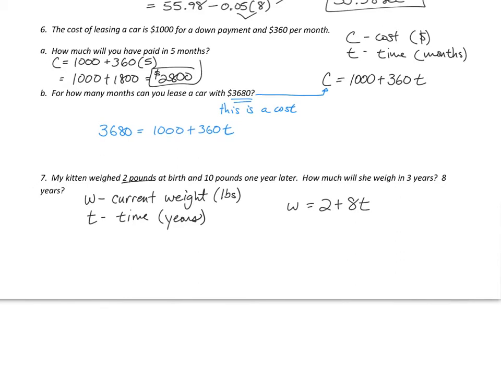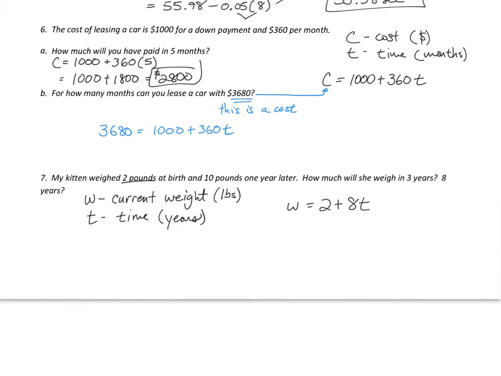Next, we have a question for how many months. So that already right there is telling us we don't know how much time. Can you lease a car with $3,680? So this is the total cost that you have available to you. This is the maximum cost you can afford. So we put this value in for C and we get this particular equation.